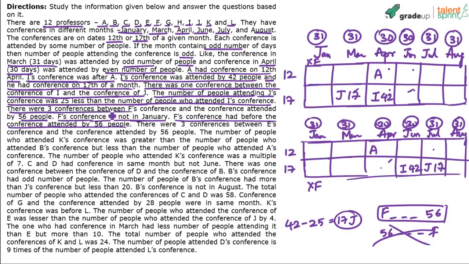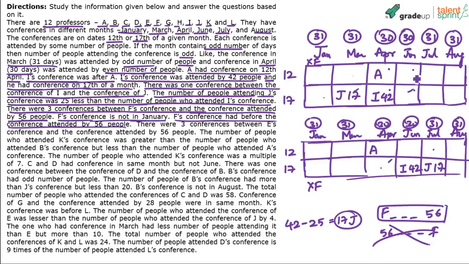And there were 3 conferences between F's conference and the conference attended by 56 people. So try that out now. There are 3 possibilities for 56, so try each one. If you take 56 in April, F should come before 56. How much before? 3 places and then F. So 56 is here, 1, 2, 3, F would come here. But F is not allowed in January. So 56 cannot come here.